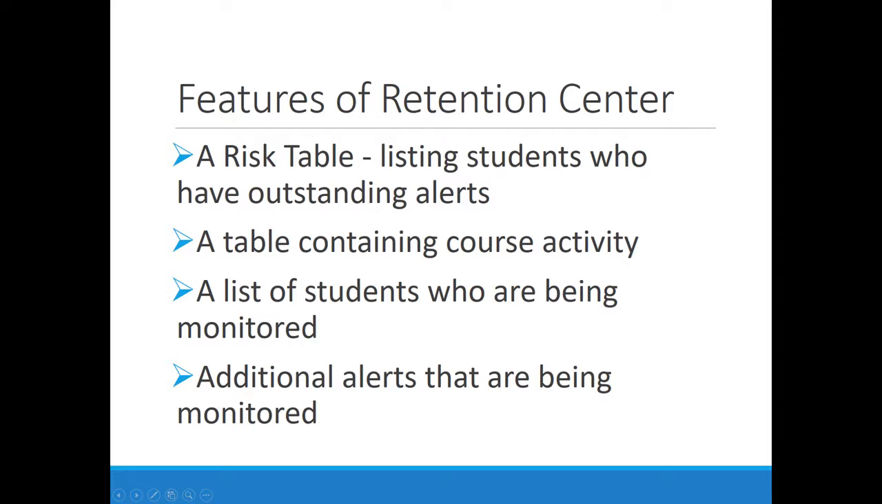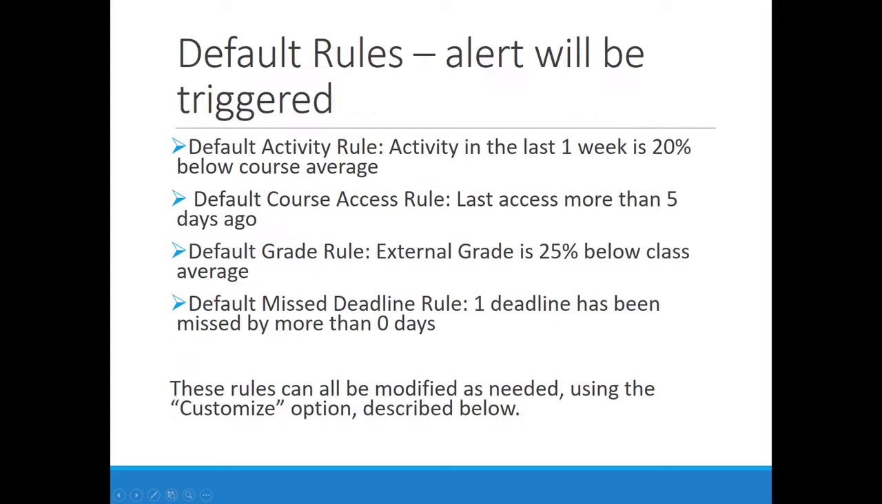So when you open it up, you're going to see a risk table that has all the students and any kind of alerts that they have if they're not meeting any of the guidelines. You'll also see a table containing your course activity, and then you'll see a list of students who you've chosen to monitor specifically, and then any other alerts that you've chosen to monitor. So again, like I said, you don't have to do anything. Just go in and start using it today.